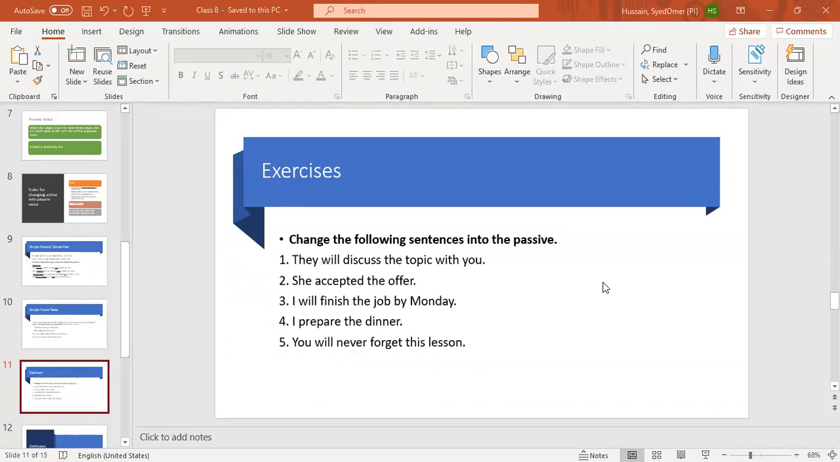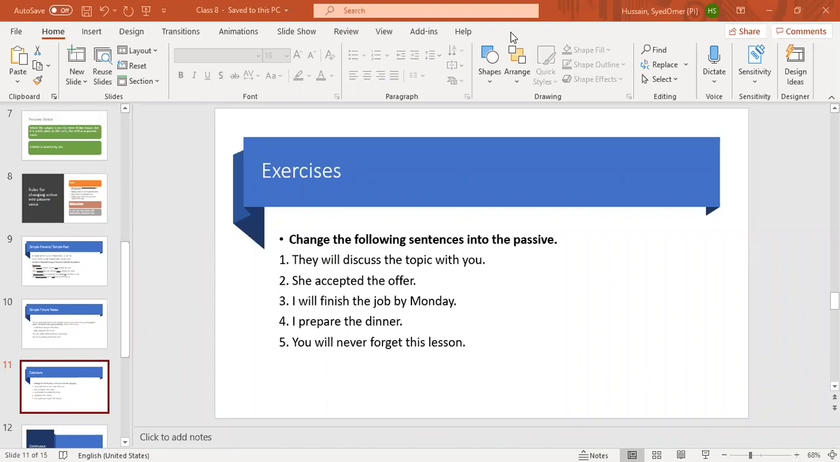Okay. And Fatma, it is simple present, past, or future? What? It is which tense? Present, past, or future? Present. Fatma will discuss. Oh, future. Sorry, future tense. Okay? Be careful. The topic will be discussed by them with you. Okay, very good. The topic is the object, not with you. The main object is the topic. The topic, helping verb will be, third form of discuss, discussed by them with you. Okay, next.